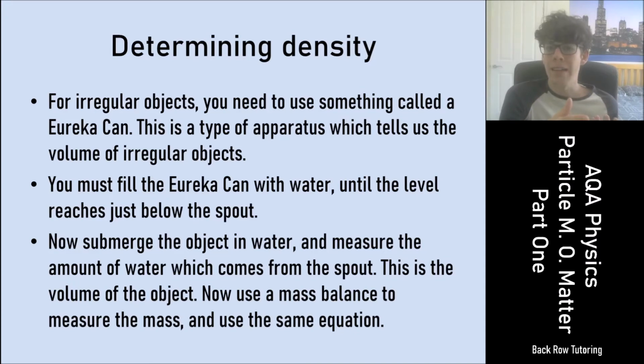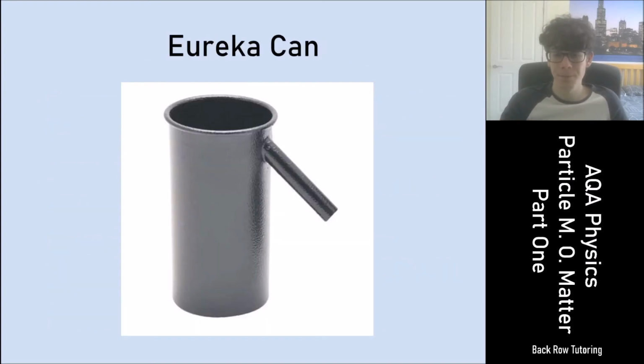It's got to go somewhere, hasn't it? So if the water's just below the spout and you put an object into the water, the water displaced will be forced through the spout and into a measuring cylinder. If you use that measuring cylinder, you can work out the amount of water displaced, and the amount of water displaced is just the volume of the object which you have submerged. So if you have an irregular shaped object, you can submerge it in water, and the amount of water displaced is the volume of that object.